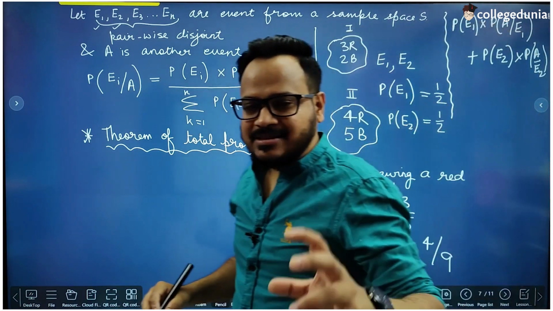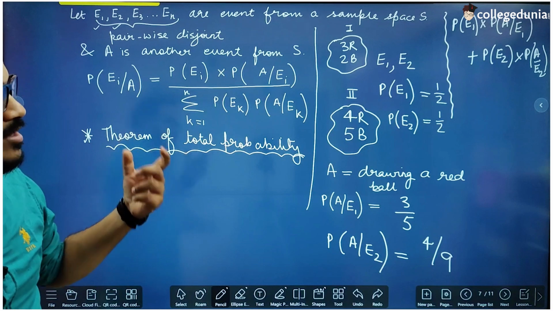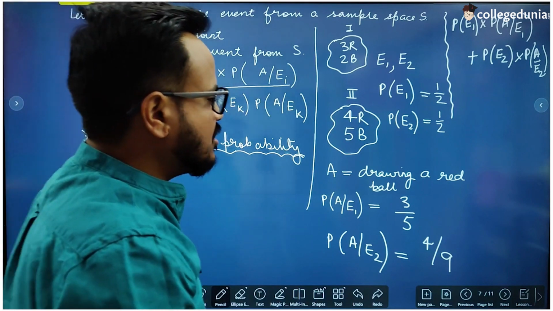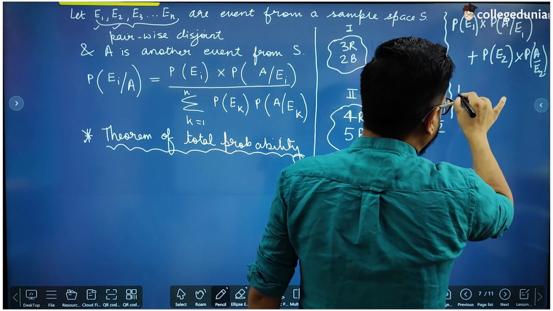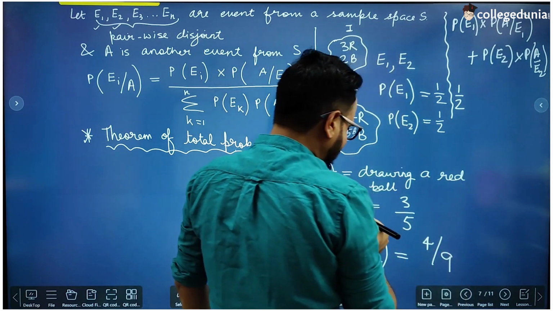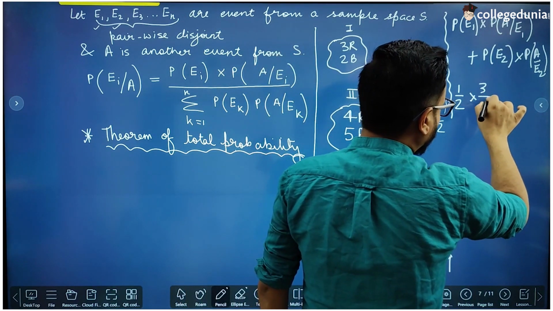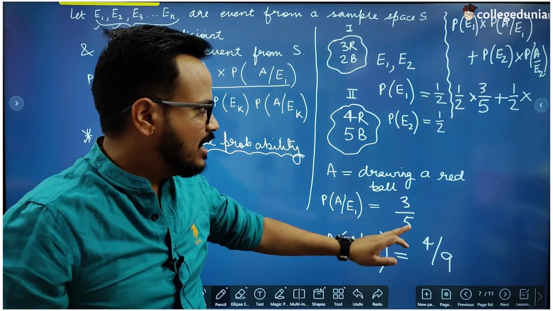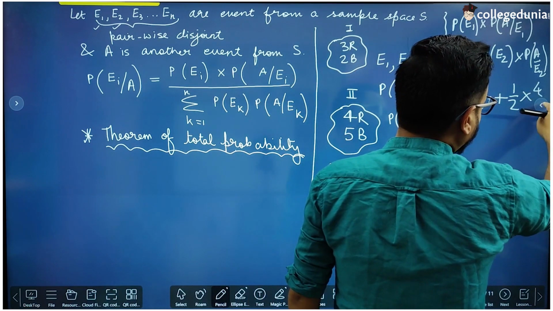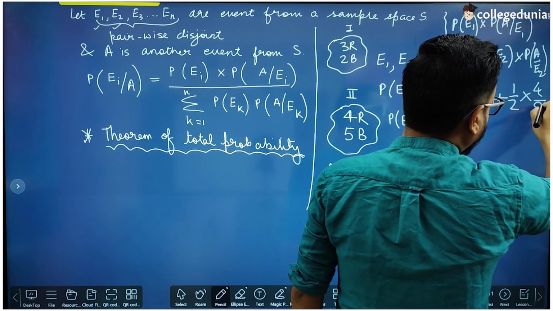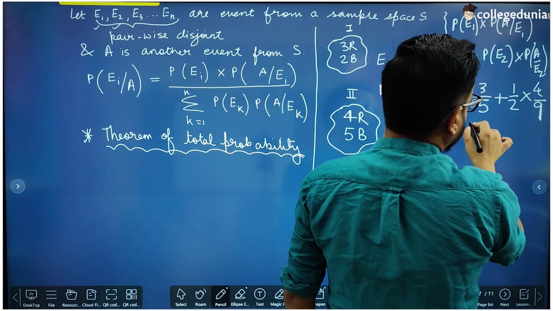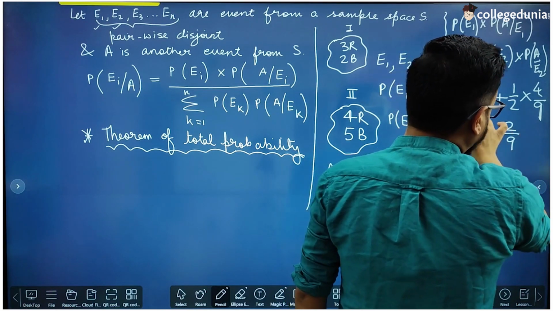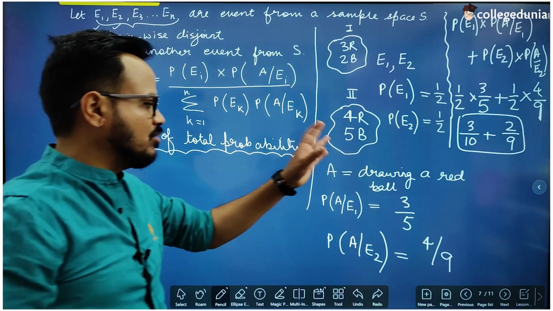So the answer to the question, what is the probability of first selecting a bag from these two bags and then drawing a red ball, will be this. So 1 by 2 is the probability of this, and P(A/E1) is 3 by 5, or selecting the second bag and drawing a red ball from that bag, that is 1 by 2 into 4 divided by 9, right? So the answer is 3 divided by 10 plus 2 by 9, and we can add this. Let's not go into the calculation.